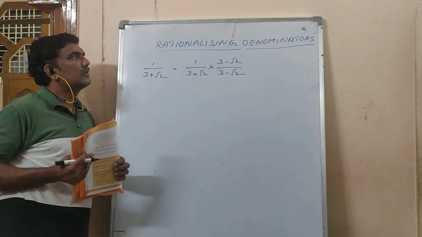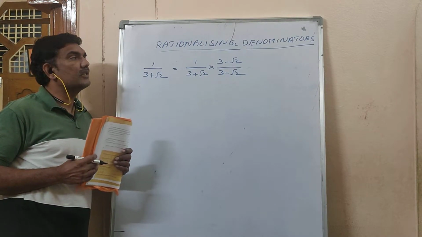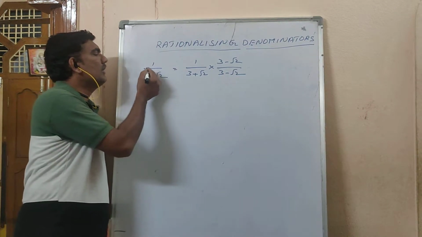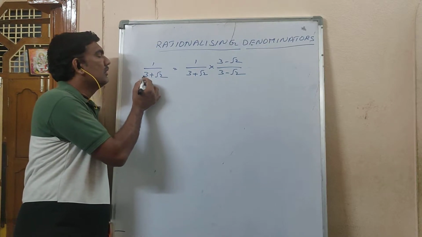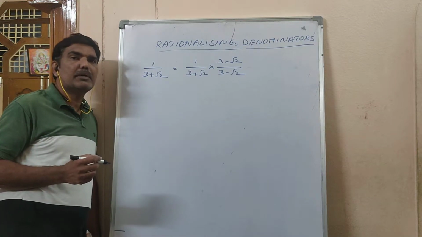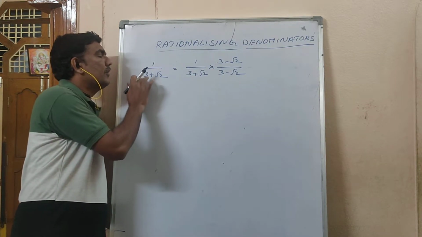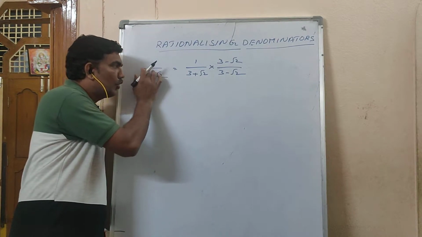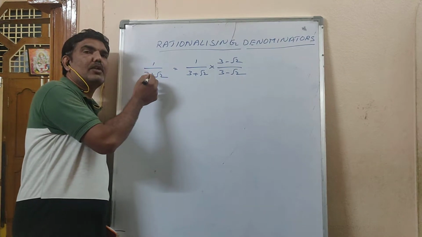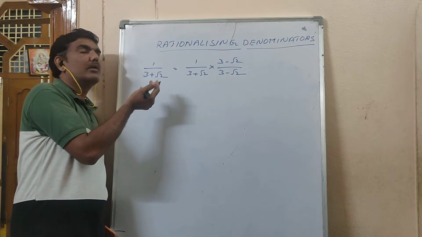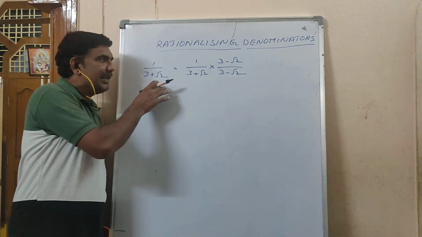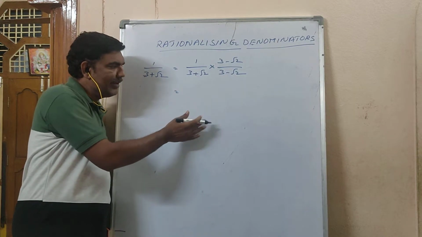Today's topic is how to do rationalizing the denominator. As we know, the denominator is not a rational number. 3 is a rational number. To a rational number, you are adding an irrational number. If you add an irrational number to a rational number, the sum becomes an irrational number only. So 3 plus root 2 in the denominator of this fraction is an irrational number. Rationalize the denominator means that in the answer you should get a rational number in the denominator.